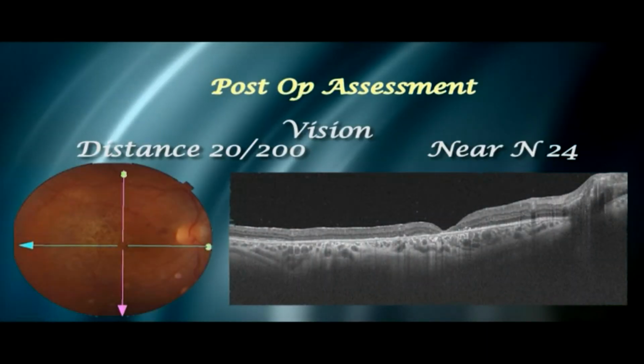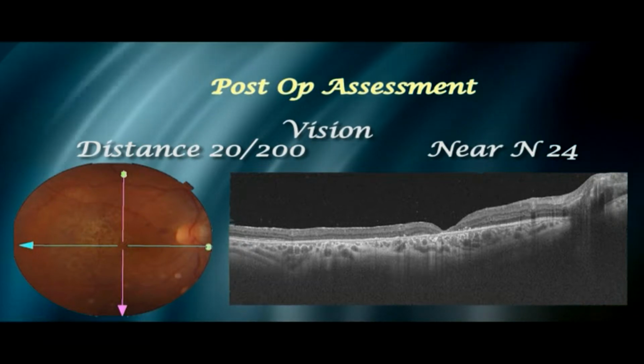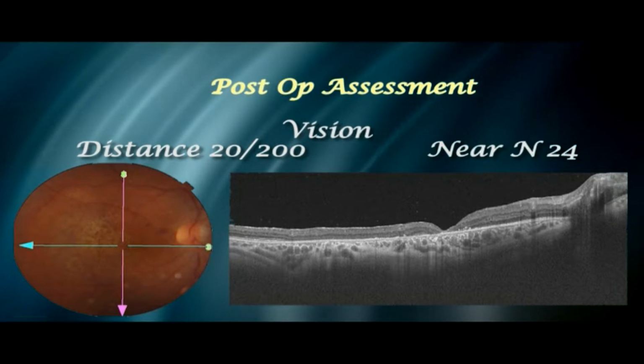12% perfluoropropane was used as a tamponade. The 1-month post-operative OCT showed type 1 closure of macular hole with 20 micron central foveal thickness, and there was an improvement in visual acuity to 20/200 for distance and N24 for near.